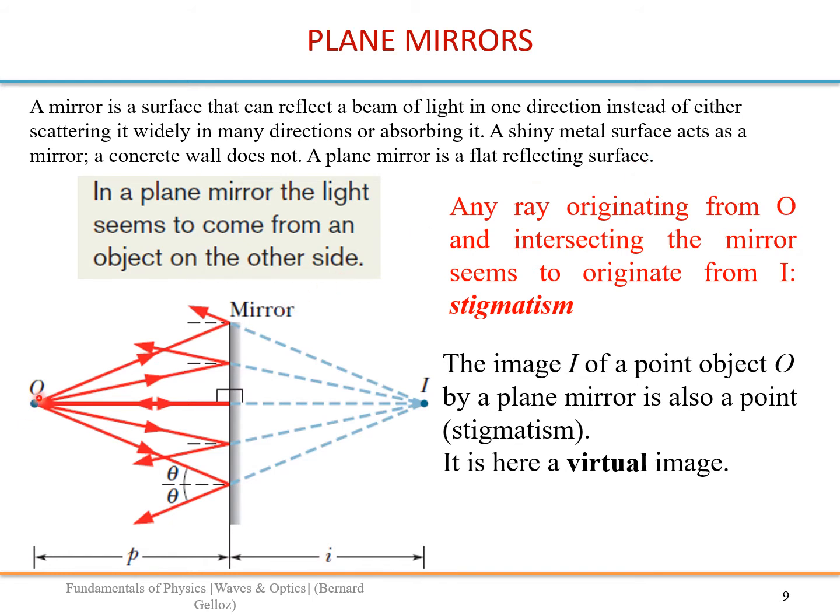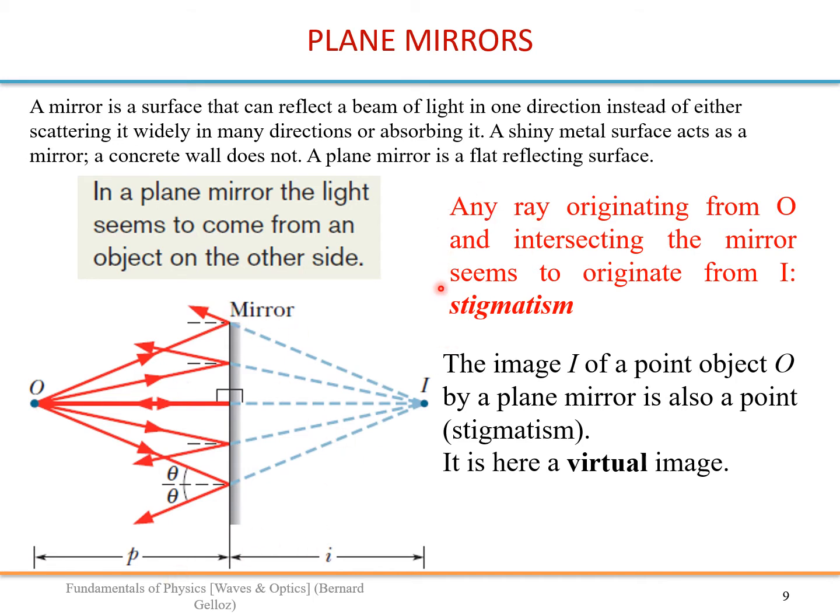Okay, so looking at point O here, let's say it's a point source, so it emits in all directions, and every time your theta incident is equal to theta reflected, with respect to the normal. And so if you then look at the intersection of all the reflected rays, you will find that they all converge to the same point I, which is the image of point O by the mirror.